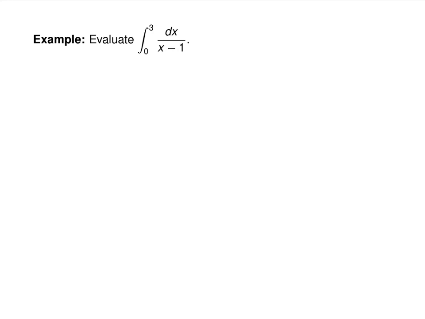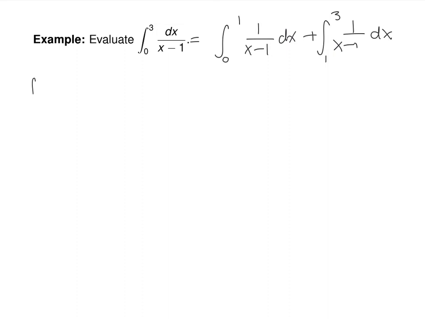All right, as promised, here is an example where the point that is a problem is not an endpoint but in the middle. So we have the integral from 0 to 3 of 1 over x minus 1 dx. So x equals 1 is the problem point. So we find this by finding the integral from 0 to 1 of 1 over x minus 1 dx, plus the integral from 1 to 3 of 1 over x minus 1 dx. And evaluate each of those separately.